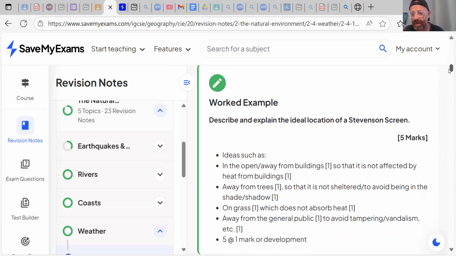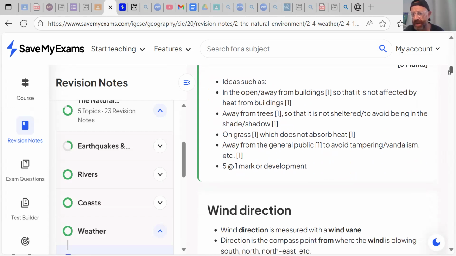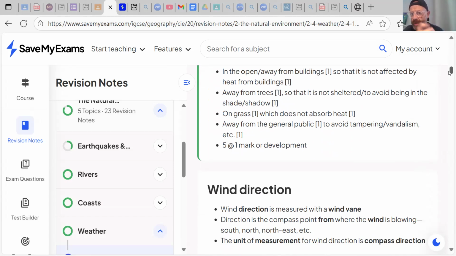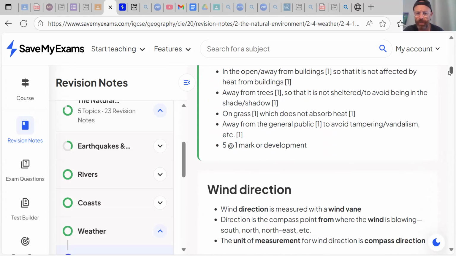Describe and explain the ideal location of a Stevenson screen. 5 mark question, okay? Away from buildings, that doesn't affect heat. Away from trees because they shadow. They affect the climate. On grass, so it's not reflecting concrete. It's high off the ground. You don't want to put it in the middle of a public road because people will mess about with it. Okay. So let's be sensible.